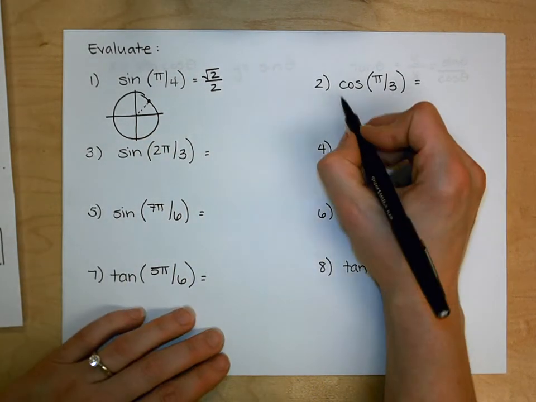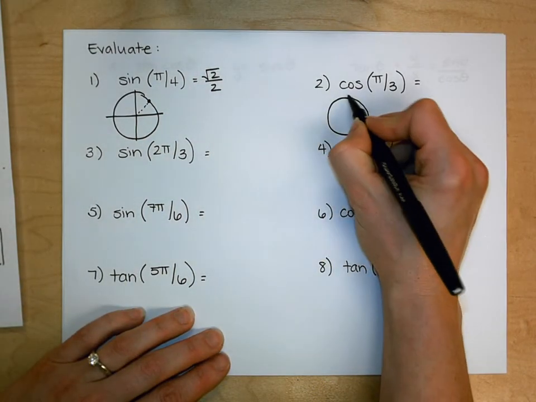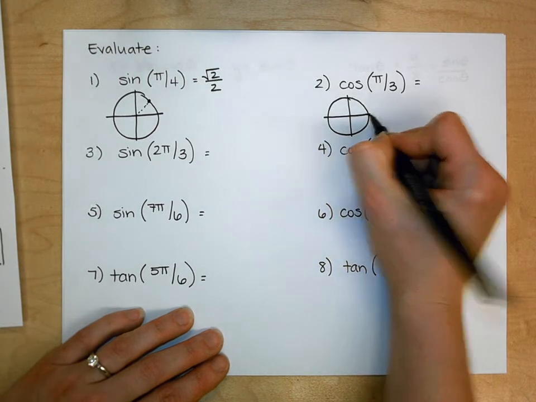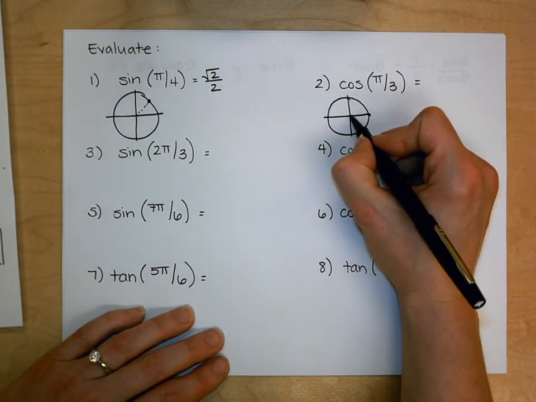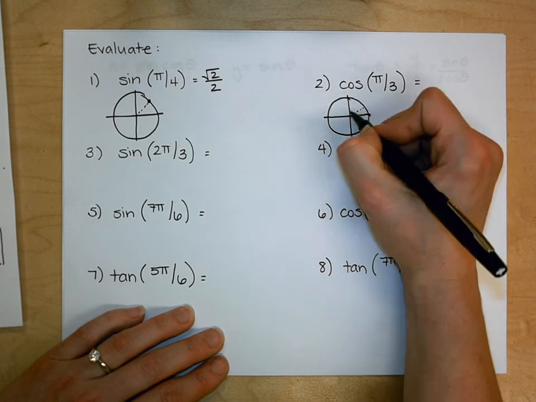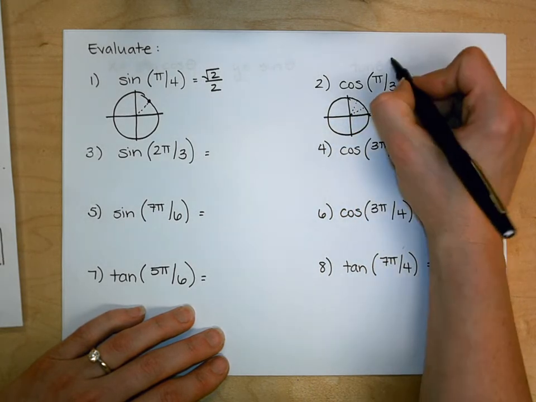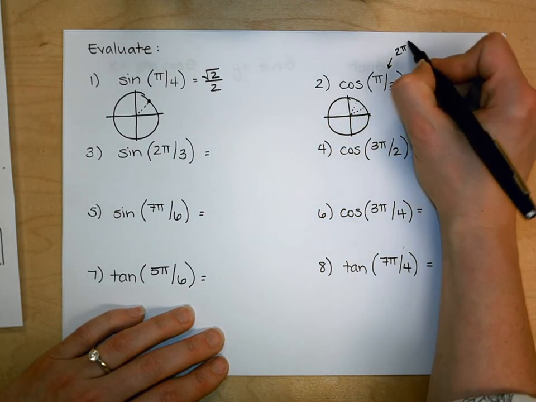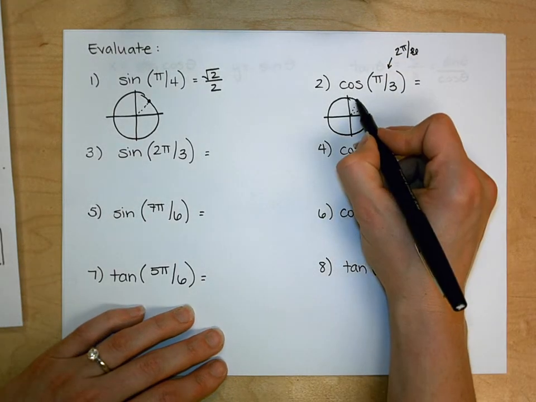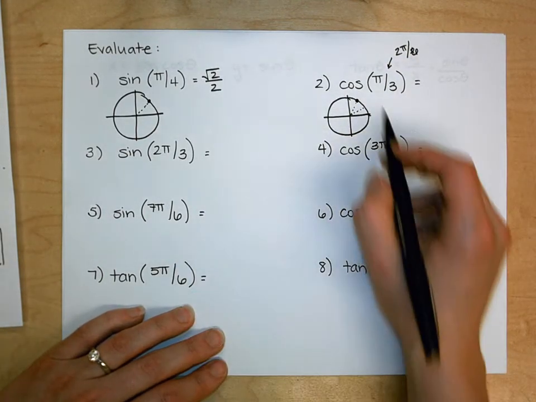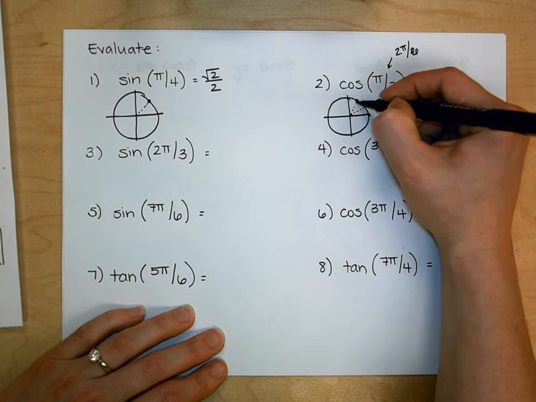Similarly, if we look at the cosine of pi over 3, the first thing we'll want to do is go ahead and find pi over 3. So I know that with my pi over 6's, I had 1 pi over 6, 2 pi over 6. Pi over 3 is the same thing as 2 pi over 6. So 2 pi over 6's puts me right here. Now I want the x coordinate because it's cosine. So I'm going to think about following this down.